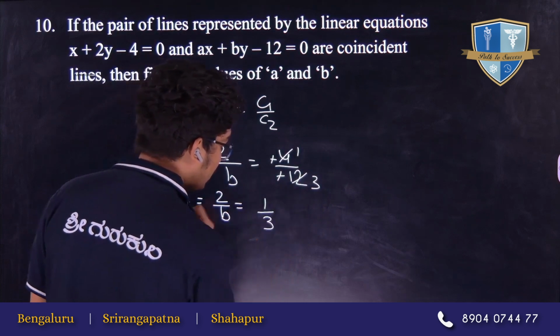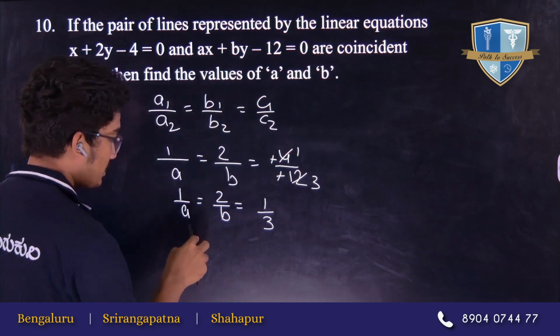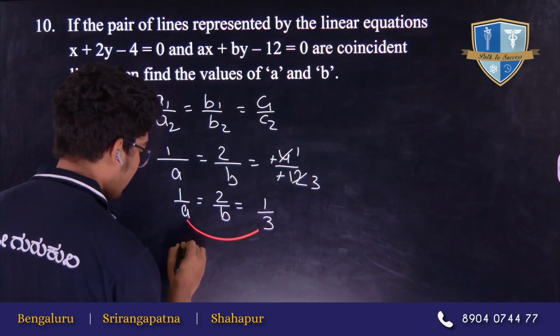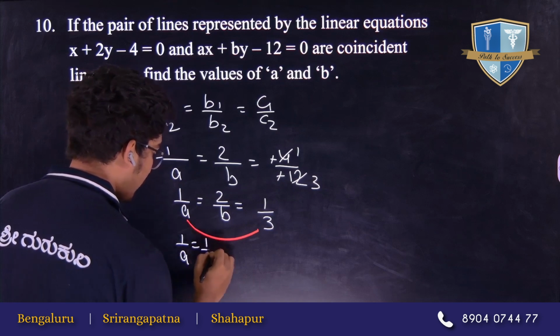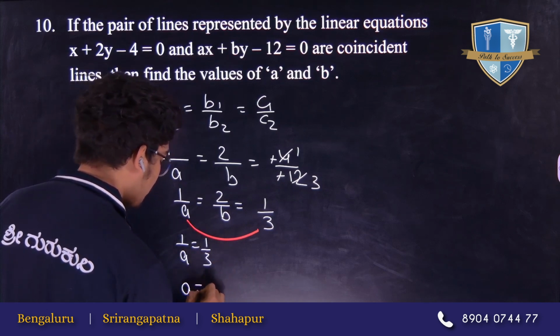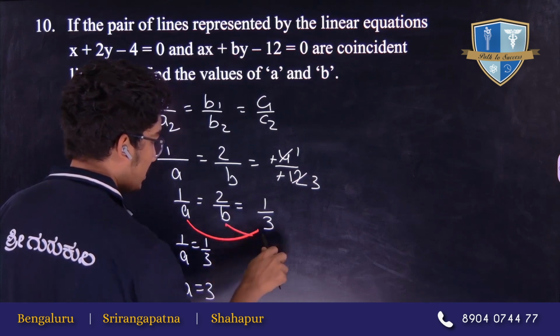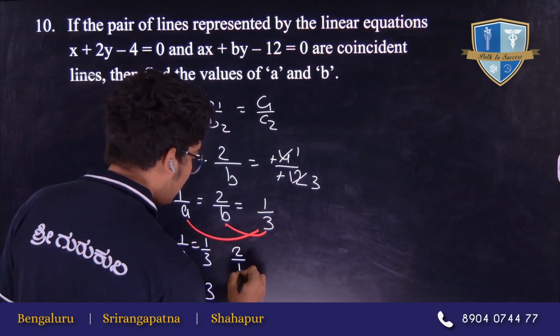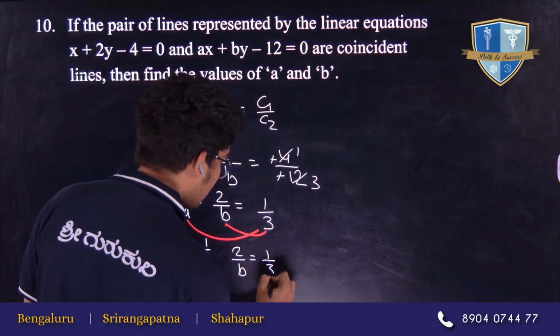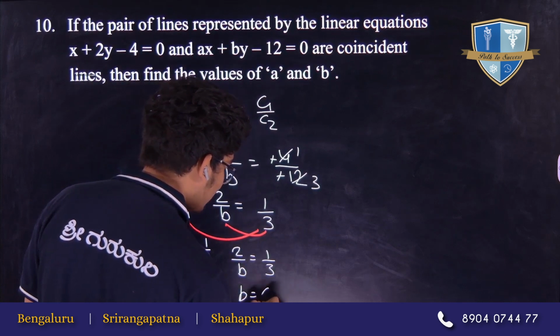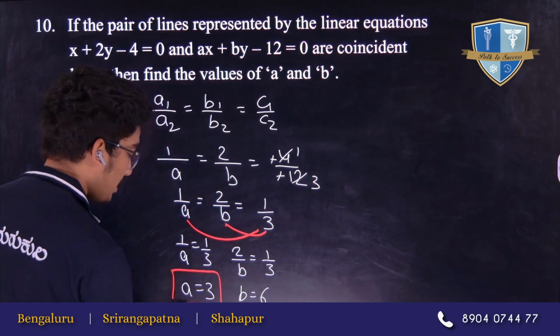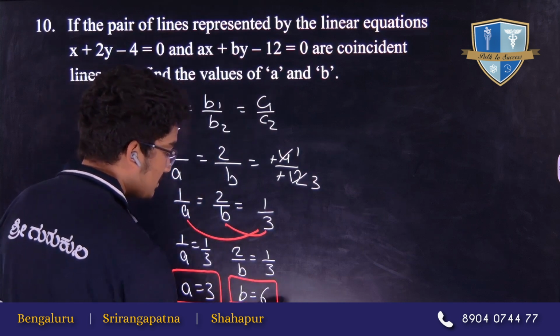So using this equation, 1 upon a is equal to 1 upon 3, which means a is equal to 3, and using this equation, 2 upon b is equal to 1 upon 3, that means b is equal to 6. So from here we have the value of a as 3 and the value of b as 6.